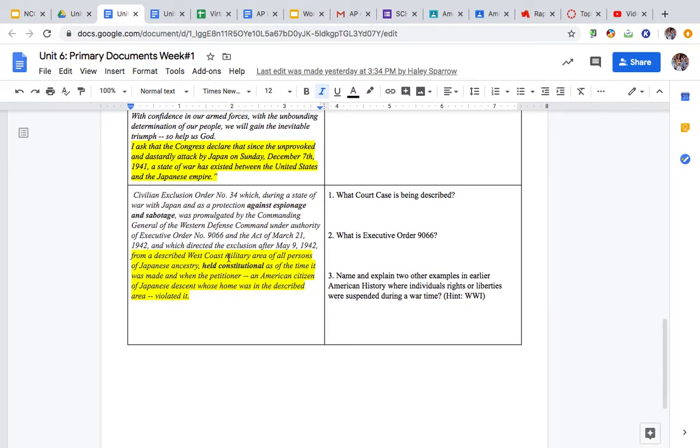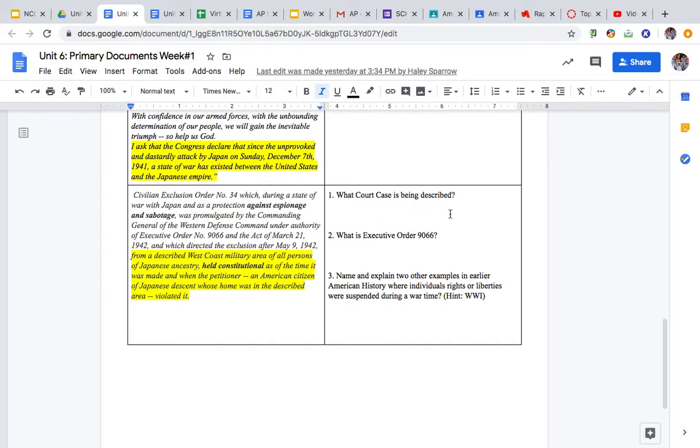Okay, and then the last one, Civilian Exclusion Order number 34, which during a state of war with Japan and as a protection against espionage and sabotage, so remember, look at the SPI, spying and espionage, was promulgated by the Commanding General of the Western Defense Command under authority of Executive Order number 9066 and the Act of March 21st, 1942, which directed the exclusion after May 9th, 1942, from a described West Coast military area of all persons of Japanese ancestry, held constitutional as of the time it was made when the petitioner, an American citizen of Japanese descent, whose home was in the described area, violated it.